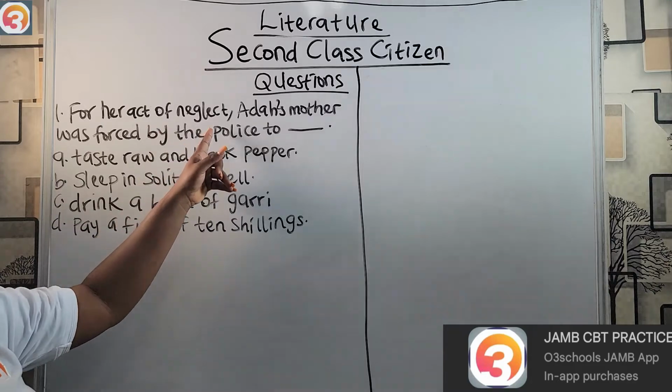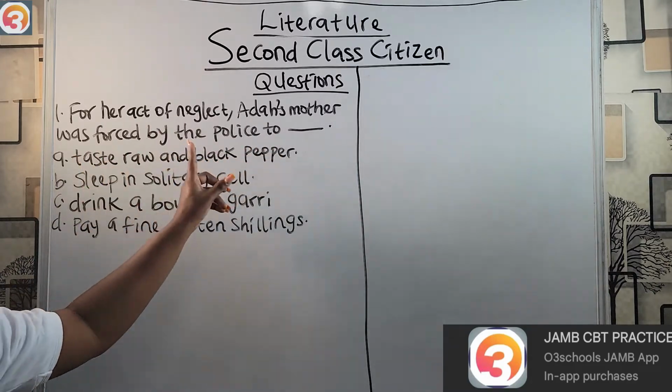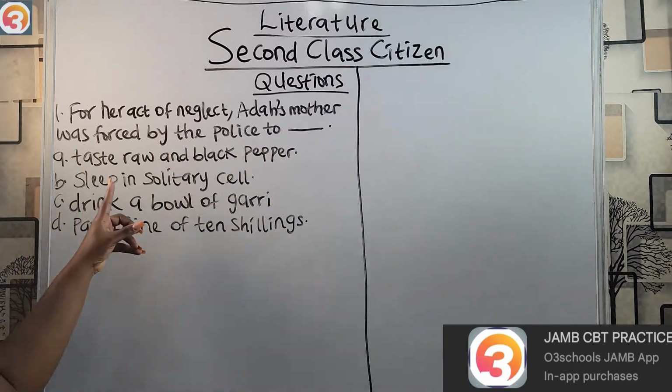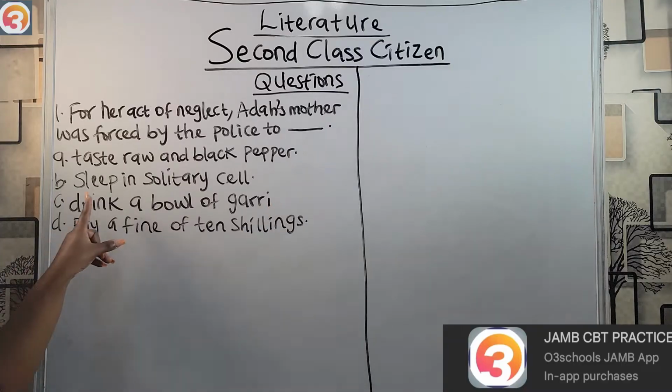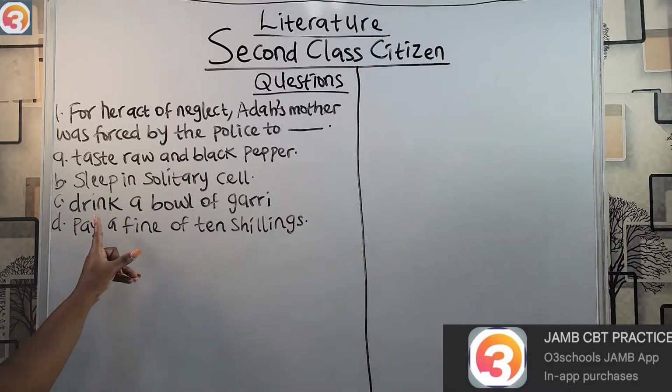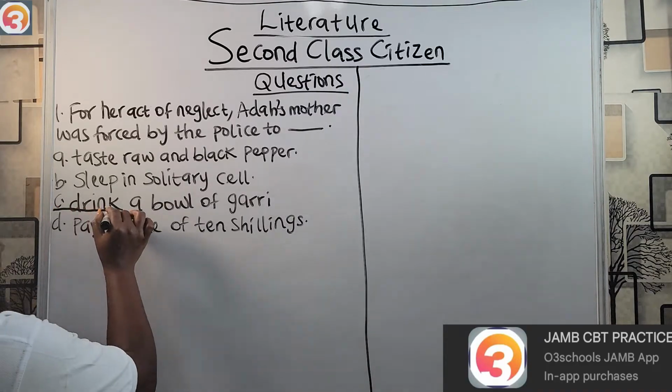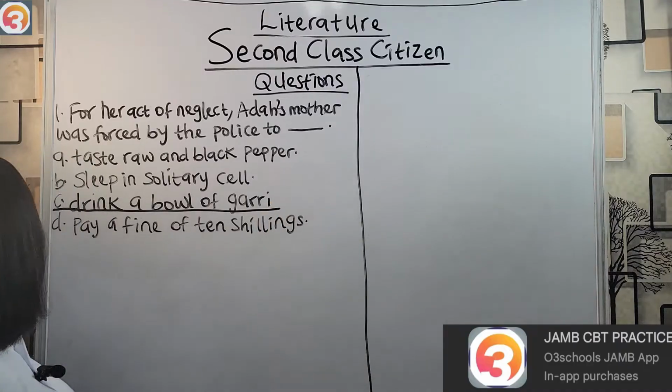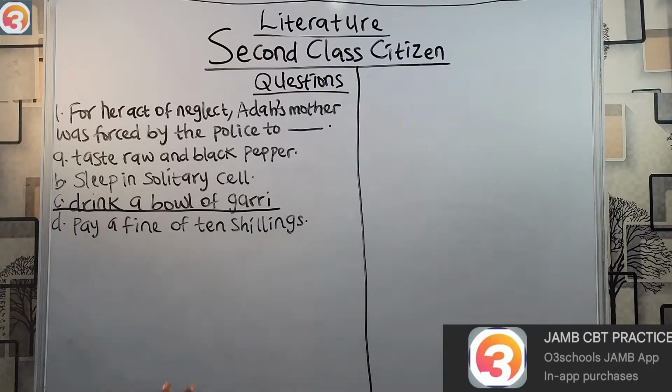For her act of neglect, Ada's mother was forced by the police to A. Taste raw and black pepper, B. Sleep in solitary cell, C. Drink a bowl of gari, and D. Pay a fine of 10 shillings. In the book, we see that Ada's mother was made to drink a bowl of gari and she had to finish it.